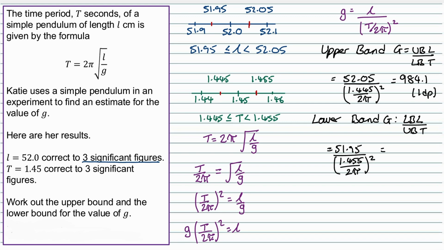When we work this out, we get 968.7, again to 1 decimal place. So I'll say that g must be less than 984.1, but greater than or equal to 968.7.